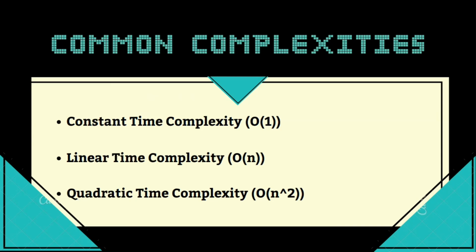Quadratic time complexity, or O(n squared). Algorithms with quadratic time complexity have a running time that grows quadratically with the input size. This means that the running time of the algorithm increases quadratically as the input size increases. Let's head to VS Code for a practical example.